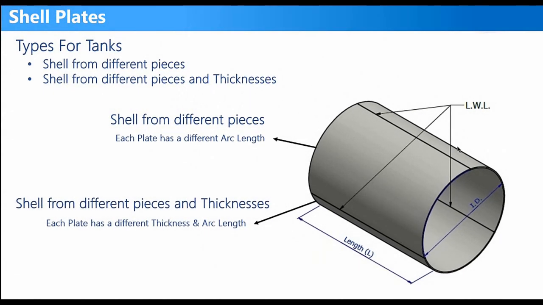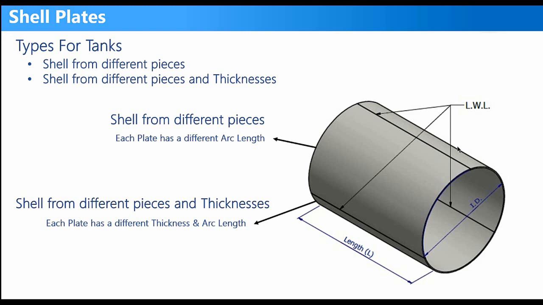The shell plates. In shell plates, we have in SEG software more than 10 different types of shell plates, but actually we will use only two types in storage tanks. The first type is shell from different pieces. In this type, the user will define the length of each plate. But let's say in the beginning, the SEG software will make all of them equal and will give you the ability to change the required piece length as user defined.